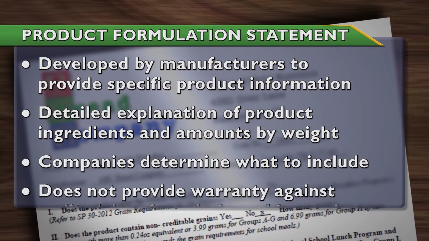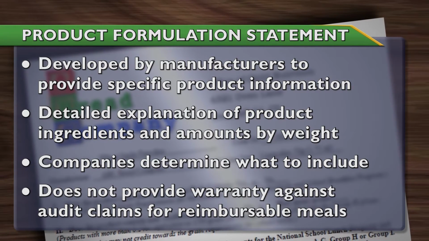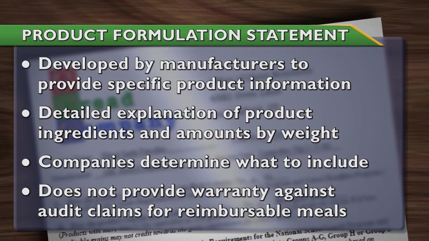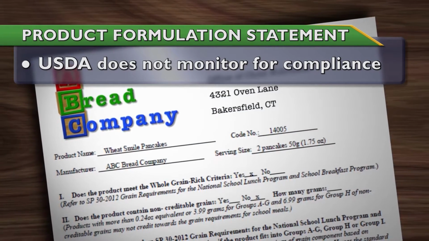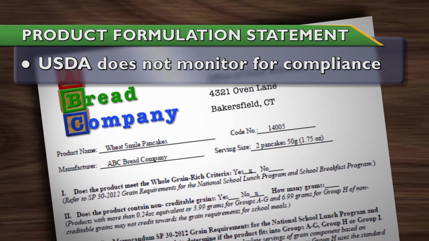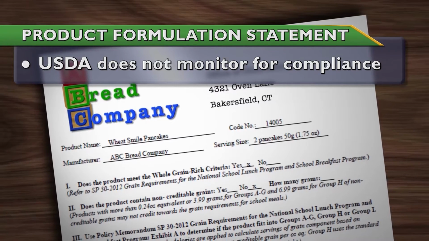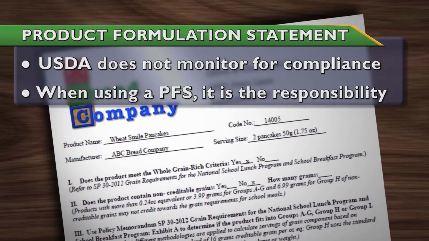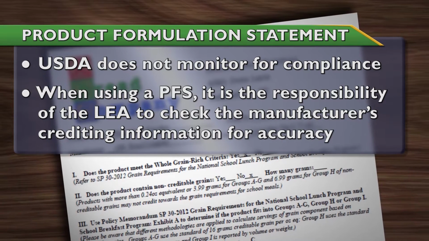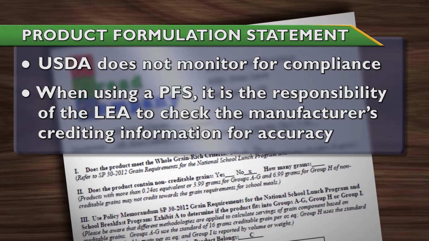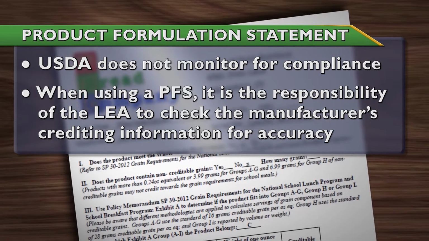Unlike a CN label, a product formulation statement does not provide any warranty against audit claims for reimbursable meals. The USDA does not monitor product formulation statements for compliance with the product's actual formulation or stated contribution to the meal pattern requirements. When LEAs use product formulation statements to document compliance with the meal pattern requirements, it is the LEA's responsibility to check the manufacturer's crediting information for accuracy.